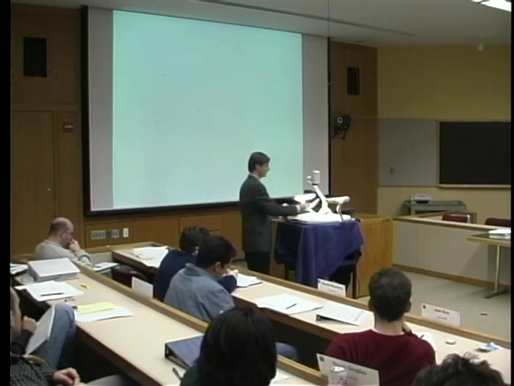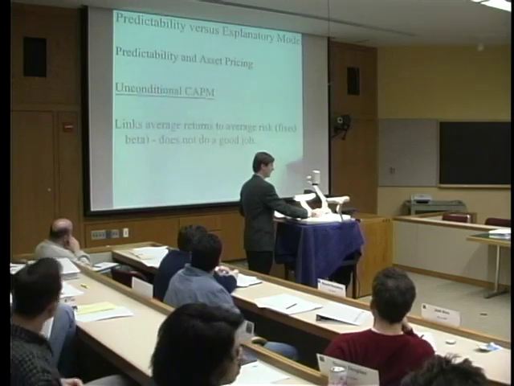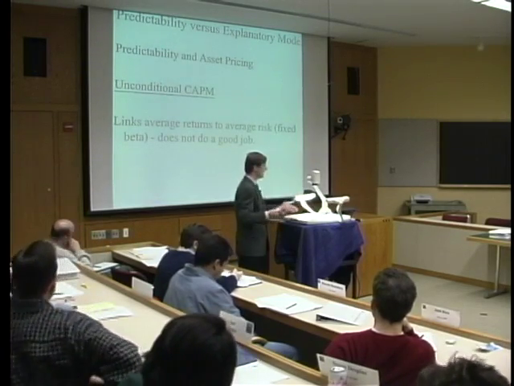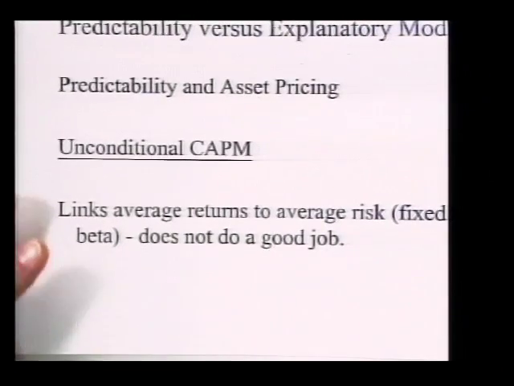Okay, so let's review some of the terminology here. Unconditional CAPM. And again, when I say CAPM, you think immediately of the Sharpe-Lintner one-factor model. This could be a multiple factor CAPM. Okay, so there are multi-beta CAPMs as well as single beta CAPMs. So the unconditional CAPM relates average returns to average risk, fixed beta.